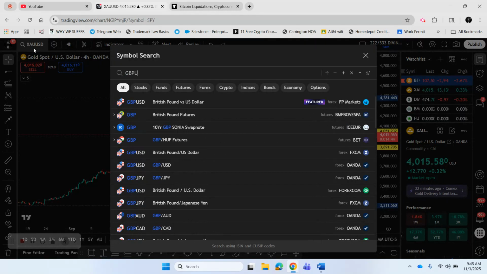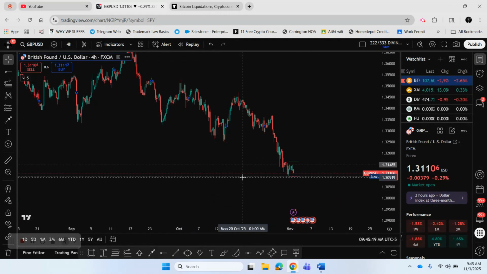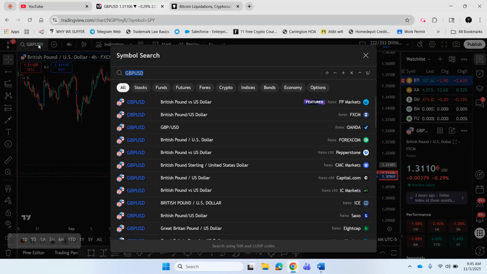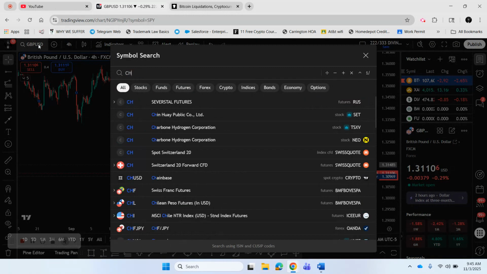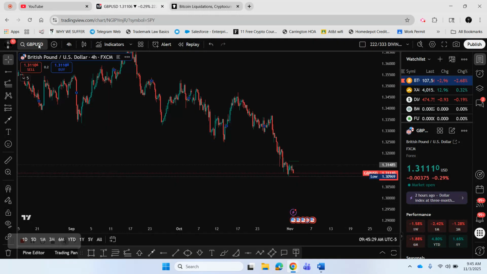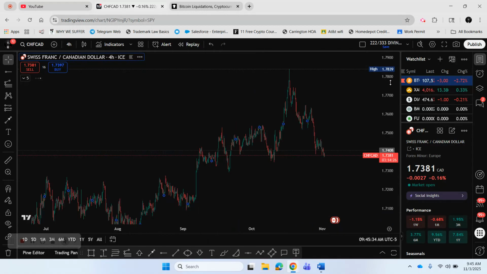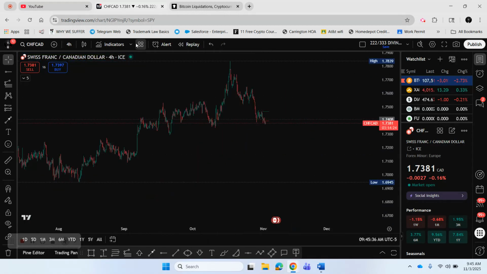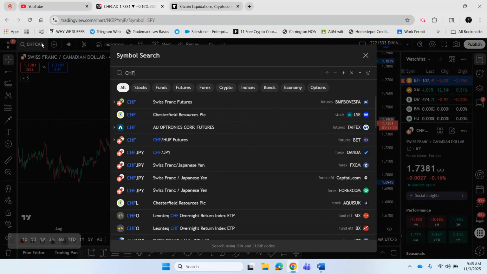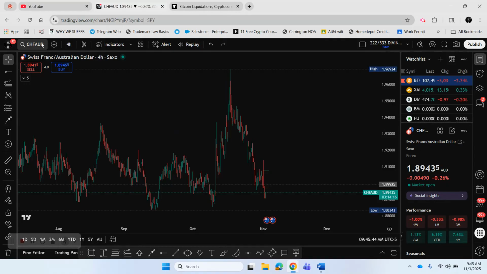Let's see what the British pound is doing against the US dollar. Same thing. The dollar is very strong right now. So let's go look at the Swiss franc. The Swiss franc typically serves as a safe haven. All right, so let's see how that's doing right now. So right now the CAD is leading on that. So let's pair it up with another. Let's try the Australian dollar, Swiss franc.